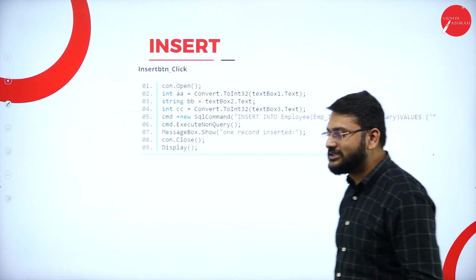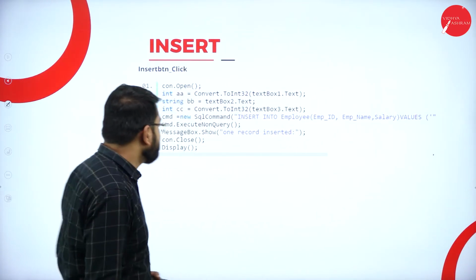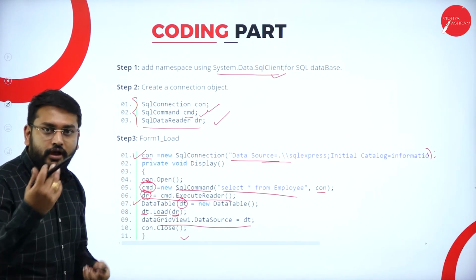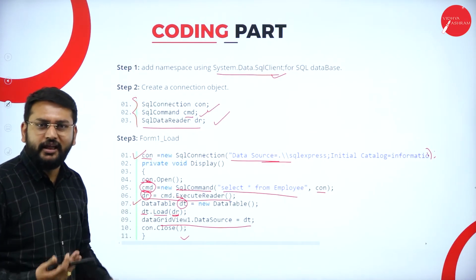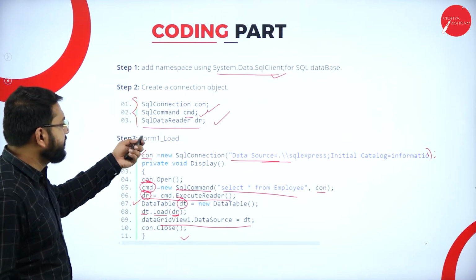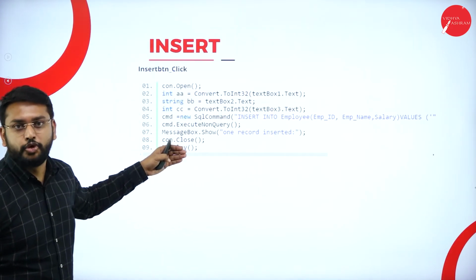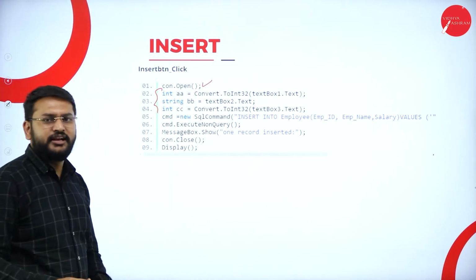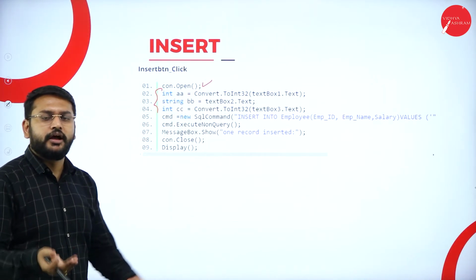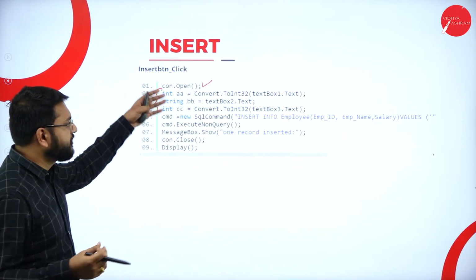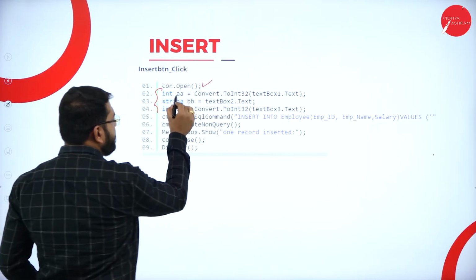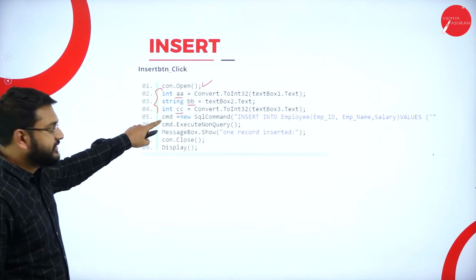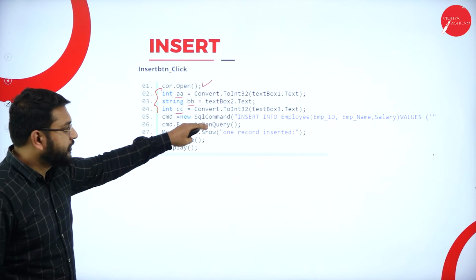Guys, when it comes to the insert, what do I have to do? It's very simple. All these things are common, so you don't have to type them again and again. You just have to open the connection. Then in these 3 lines, it is up to you what values you read. I'm just reading 3 values into 3 variables: AA is one variable, BB is one variable, and CC is one variable. In the same way, CMD is equal to new SQL command insert.